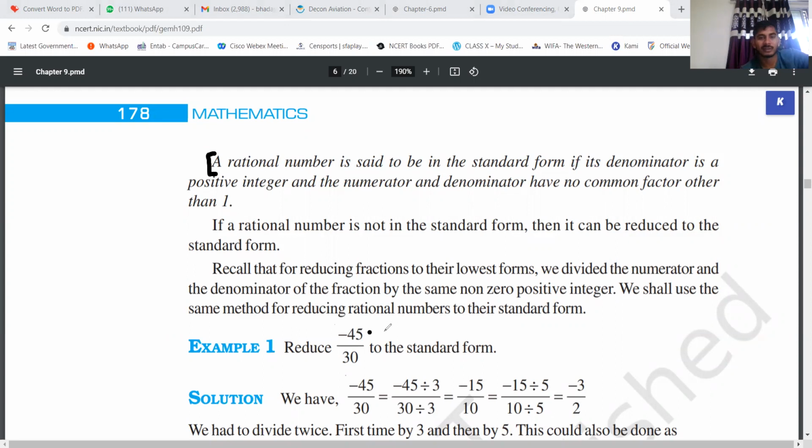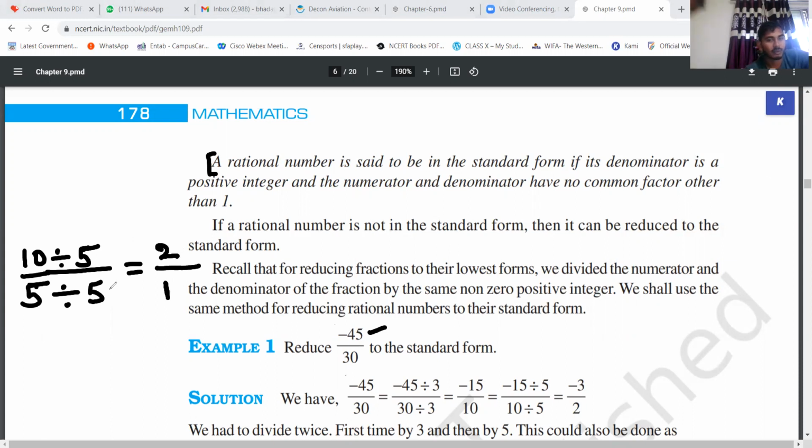See, -45 by 30. Okay, now one more basic thing I need to tell you first. Remember, if it is given like 10 by 5, and they ask you to reduce it into its lowest form, always choose the smallest number between 10 and 5, the numerator and denominator. You'll find 5 is the smallest number. Divide by such a number which gives you 1 or some reduced form of that. So I'll be dividing it by 5. And the same number needs to be divided in the numerator also. So 5 divided by 5 will be 1, and 10 divided by 5 will be 2. It will be 2 by 1 in this case.